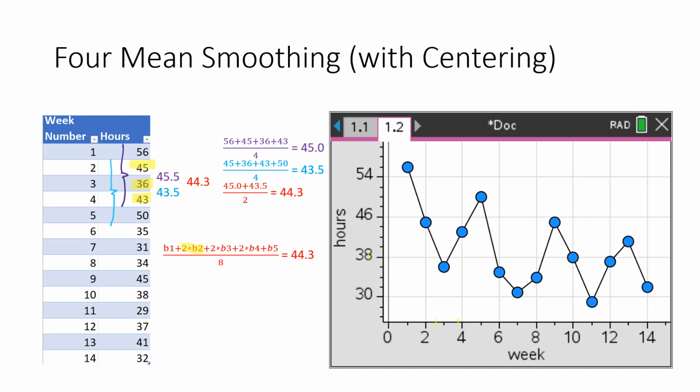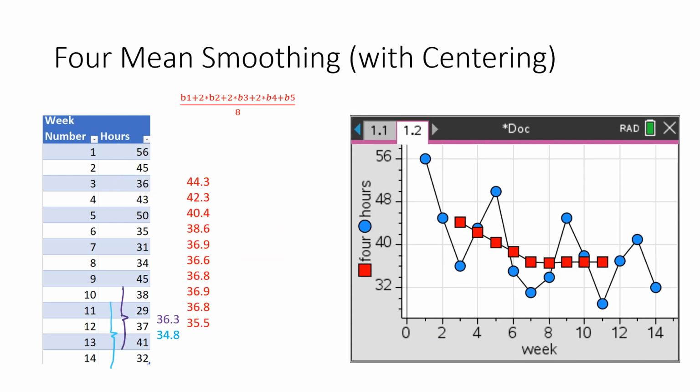So we've got 2 lots of B2, 2 lots of B3, 2 lots of B4, but we only need 1 of B1 and 1 of B5. And then we're doing divide by 4 twice. That's just why it's divide by 8, because if you've got 8 numbers altogether in there when you're averaging. And that would be 4 mean smoothing with centering. Again, you might just want to like write down a formula like that. And remember, you're skipping the first 2 data points, and you're going to be lossy again. And here it is, 4 mean smoothing with centering.